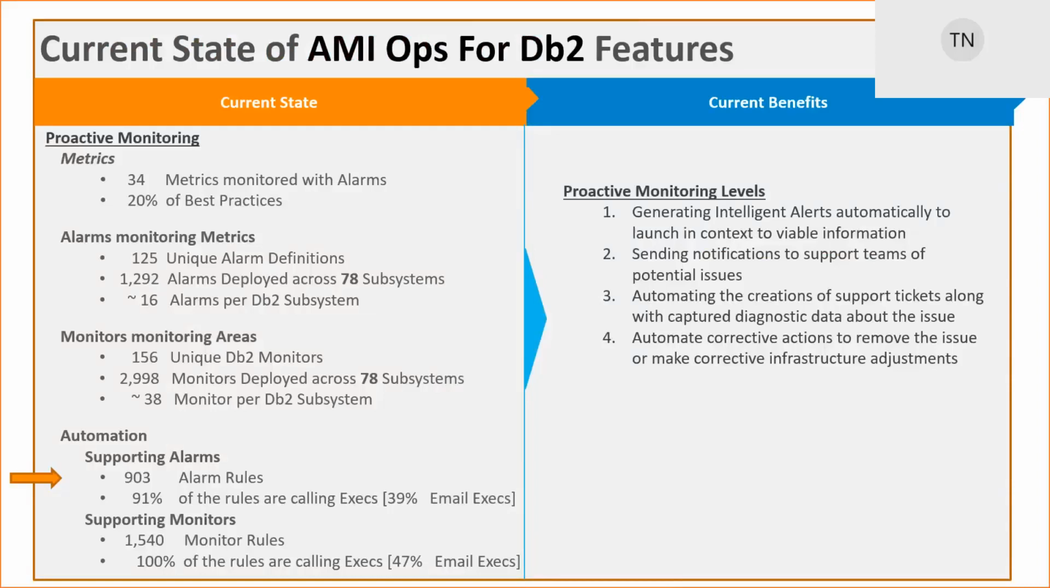So let's get into automation. The automation, this was the big thing they wanted. What are they doing when an alarm or monitor fires? Okay, so they got 903 alarm rules. 91% of them called an exec. And they wanted to know, among other things, how many email execs are they doing? Because they had many that did nothing but notify the team that there was a situation. So which ones are using email execs? Turns out it's 39%.